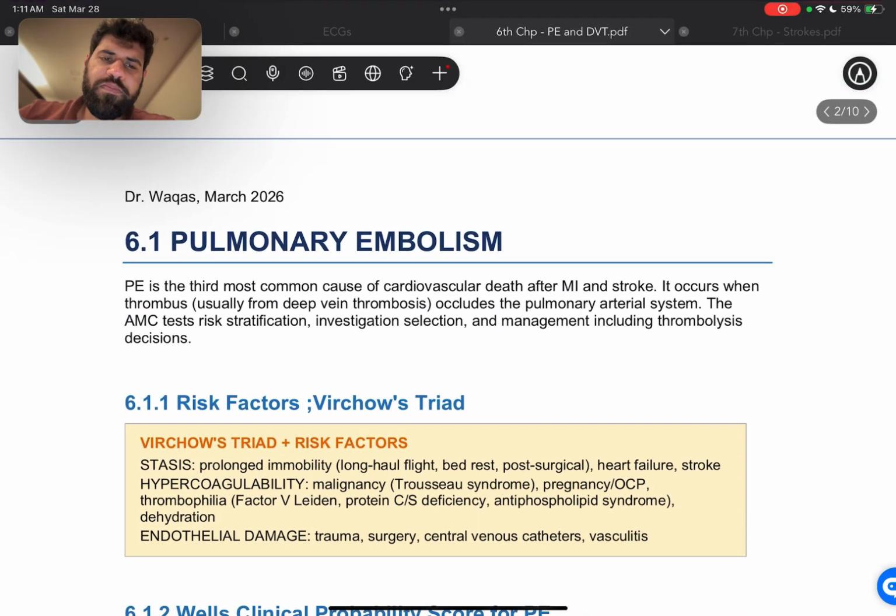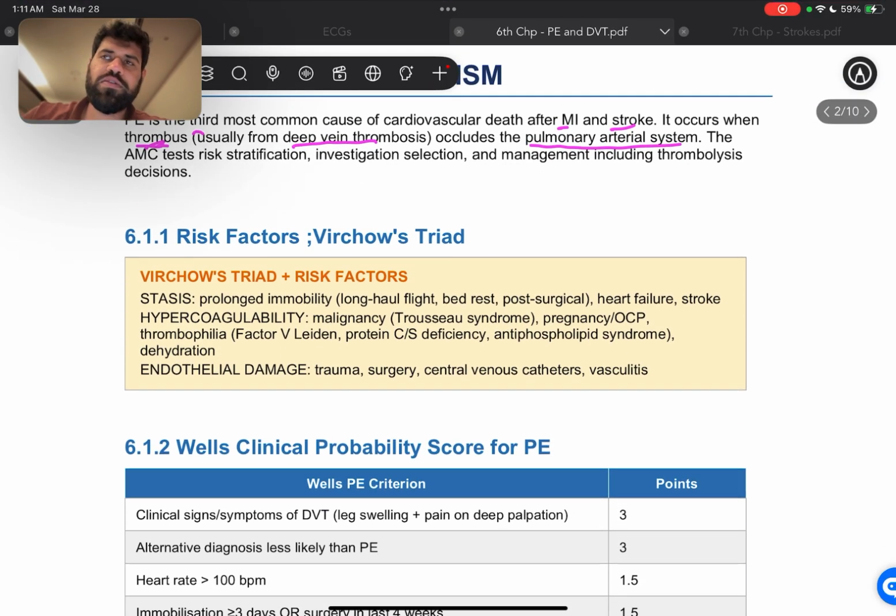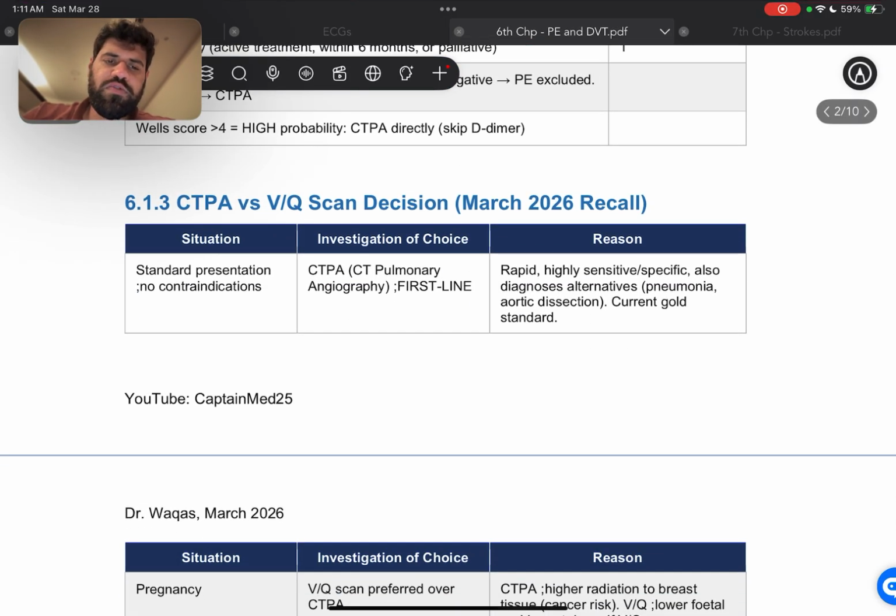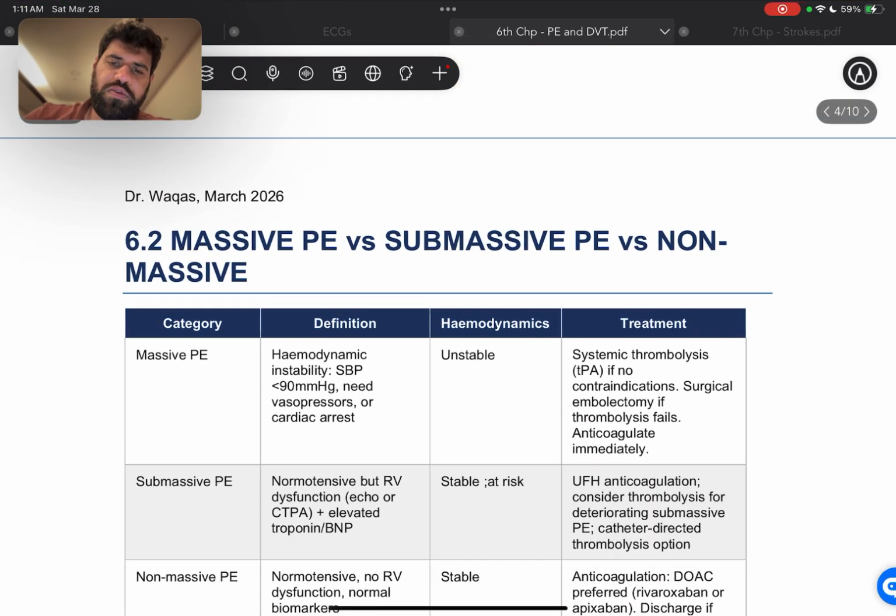Now to start off with pulmonary embolism, it is the third most common cause of cardiovascular death after MI and stroke, and it occurs when a thrombus, usually from DVT, occludes the pulmonary arterial system. The AMC is going to test the risk stratification, investigation, and management, including the thrombolysis decision. Later in the next section, we'll go over how we deal with the different types of PEs, ones that are massive, submassive, and non-massive.